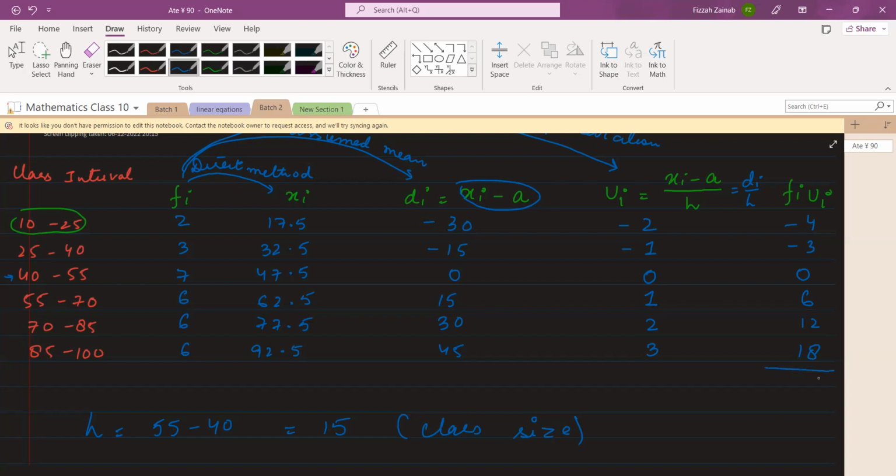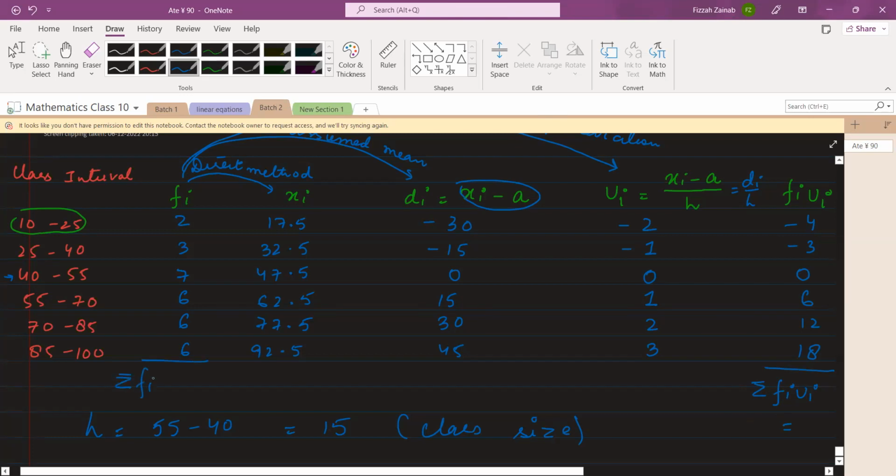Now you just add it in the last, the summation of Fi Ui. Now please find out how much is it. And also the summation of Fi you always have to do, which was 30.